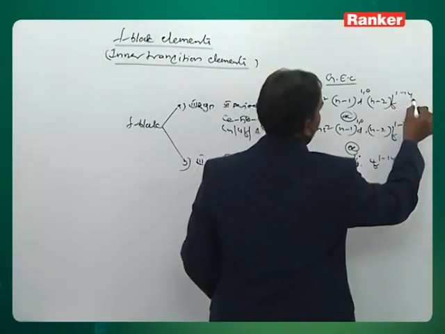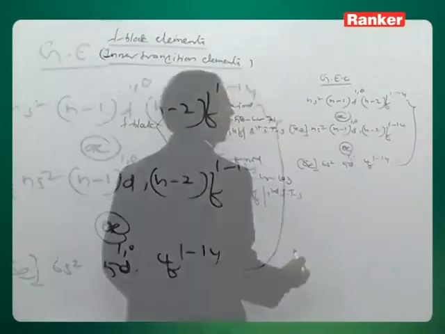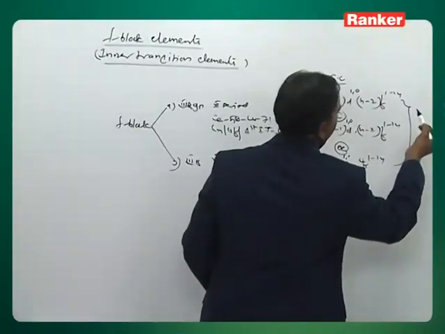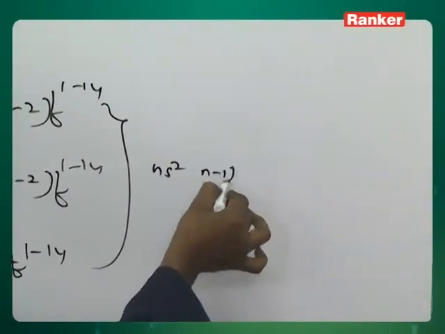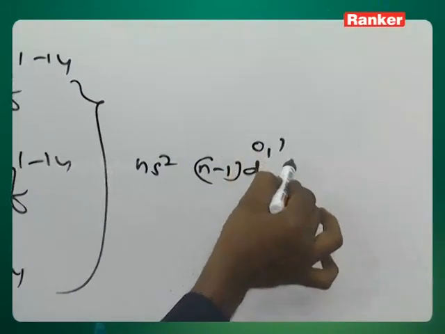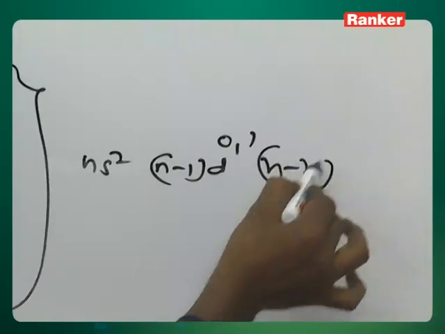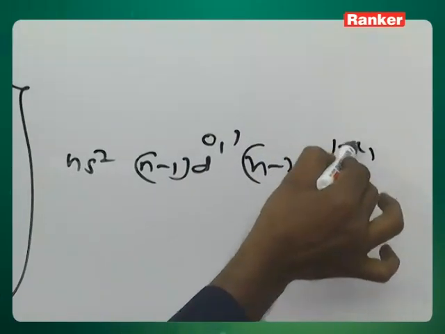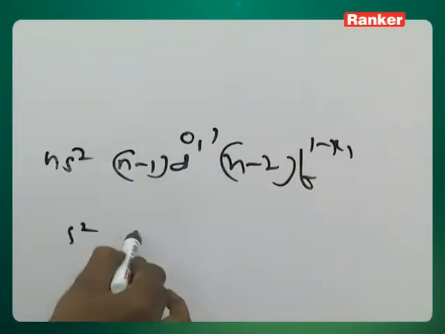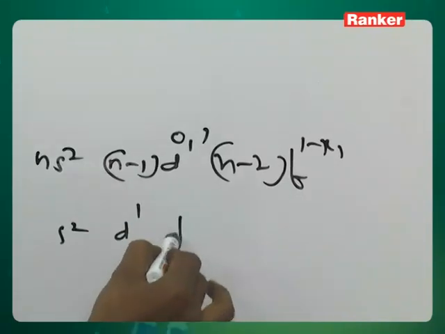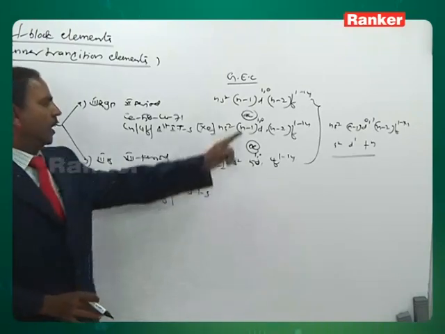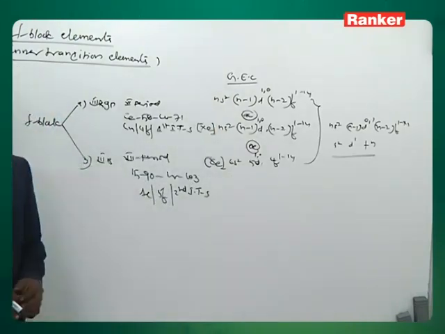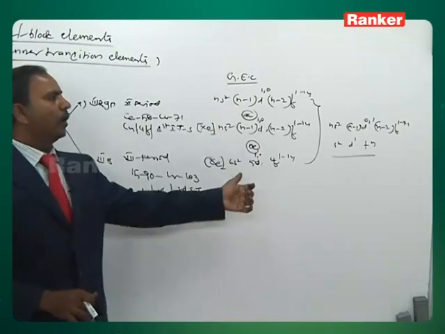Either way you can represent the general electronic configuration of lanthanides. But generally it can be given in the examination in a brief manner: ns2 (n-1)d0-1 (n-2)f1-14, or simply they mention s2 d1 and f1. Like this also they are mentioning the electronic configuration.